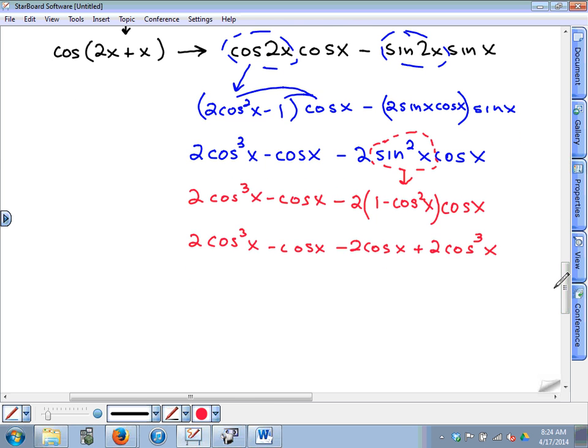All right, let's clean this up. We have a couple of like terms. We have 2 cosine cubed and another 2 cosine cubed, which is 4 cosine cubed of x.